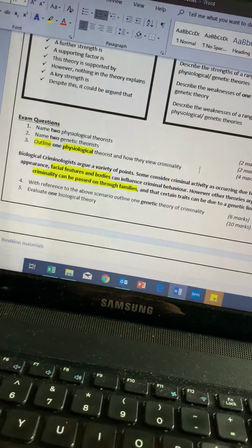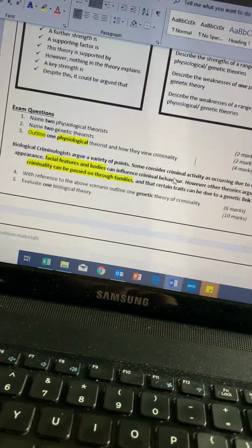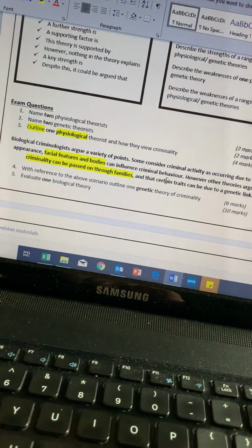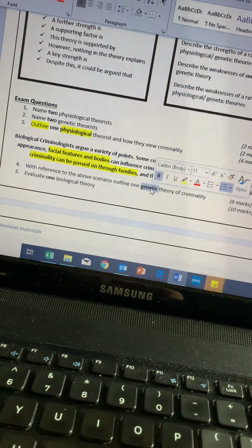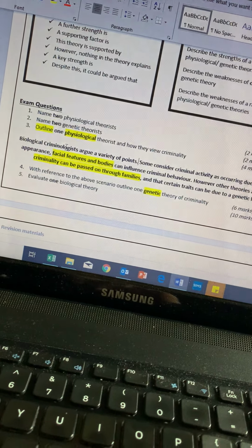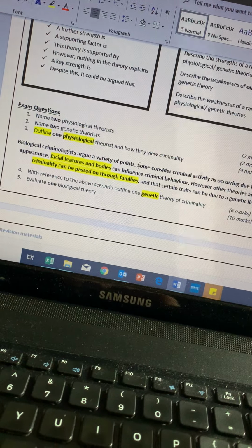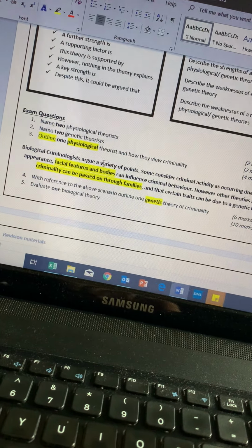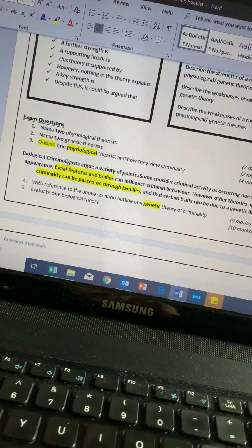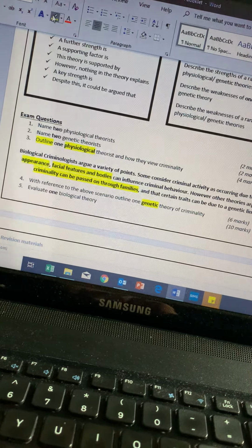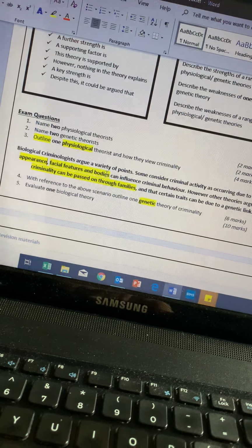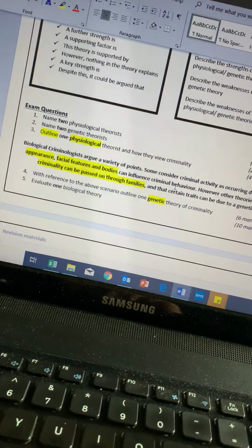So, next one. Now, this is one that can catch you out. The reason I popped this in there is because this may have caught a few of you out. So first thing I'm going to do is just highlight that, just to be sure. Biological criminologists argue a variety of points. Some consider criminal activity as occurring due to outward appearance. So appearance, facial features and bodies. Hopefully you've spotted facial features, Lombroso, body, Sheldon, can influence criminal behaviour.